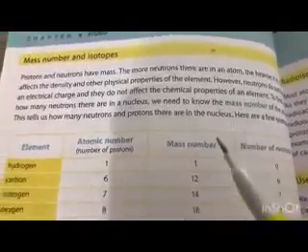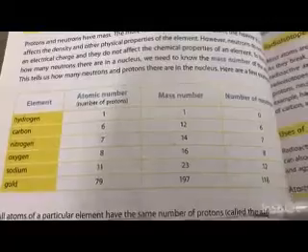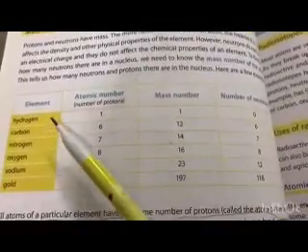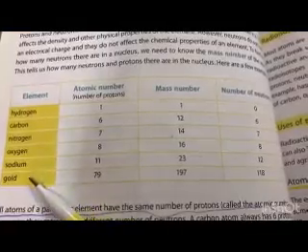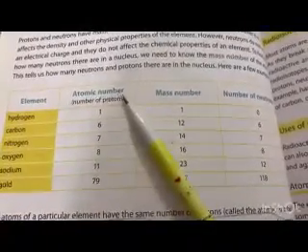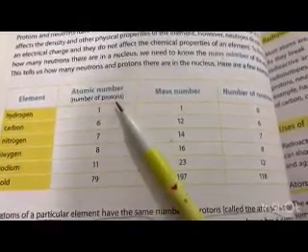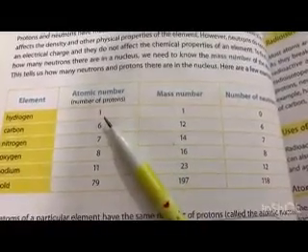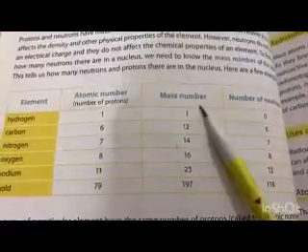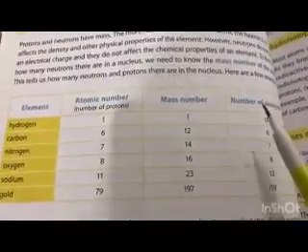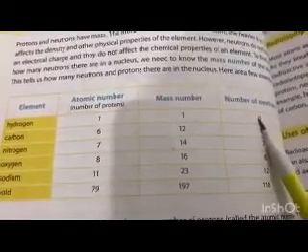So here are a few examples. If you look at this table, they've mentioned some elements like hydrogen, carbon, nitrogen, oxygen, sodium and gold. Their atomic number means the number of protons. So hydrogen has 1 proton, so the atomic number is 1, and its mass number is given as 1. So its number of neutrons will be 0.